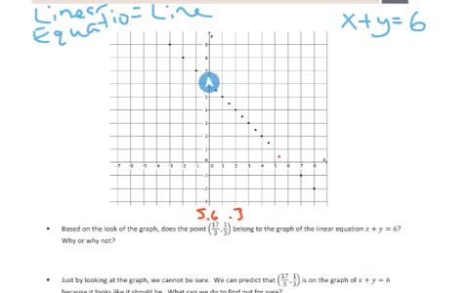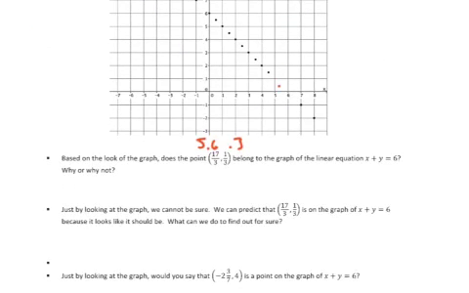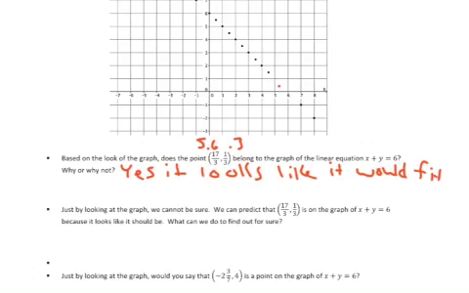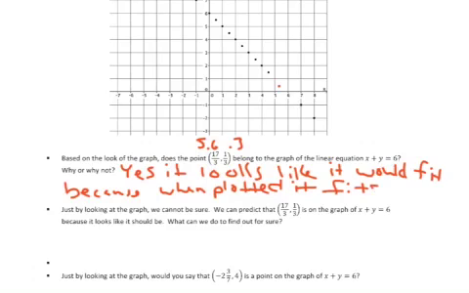Does this look like it's fitting the shape of the straight line of my graph? And indeed it does. So for this question, I would say yes. It looks like it would fit, because when plotted on my graph, like what we did right here, it fits the line pattern.